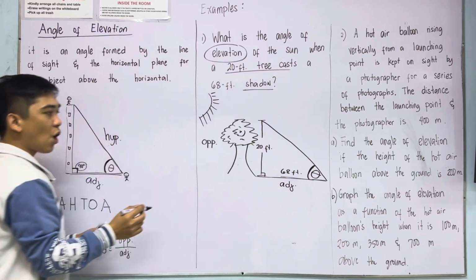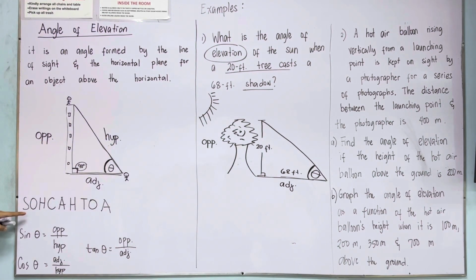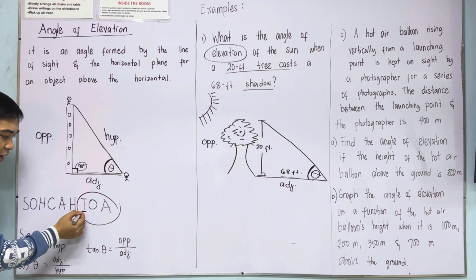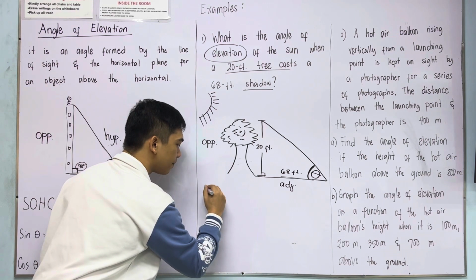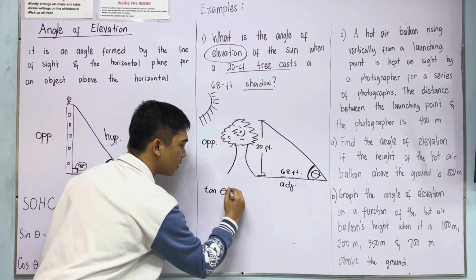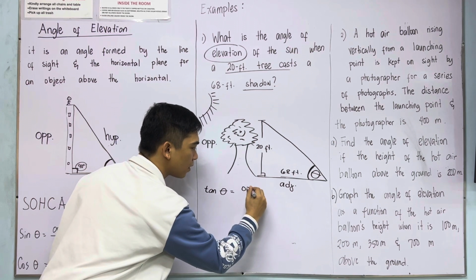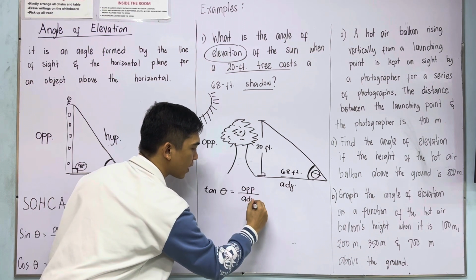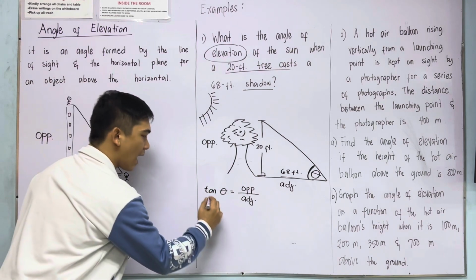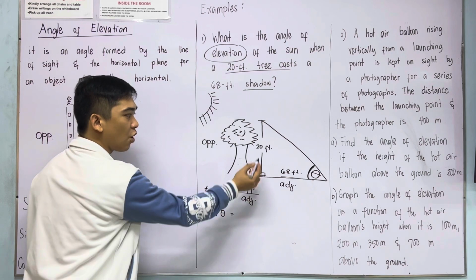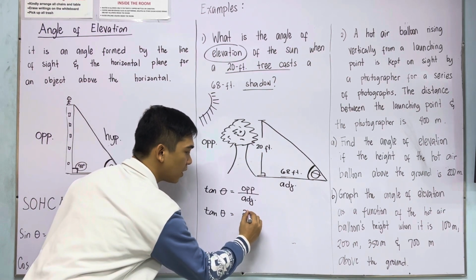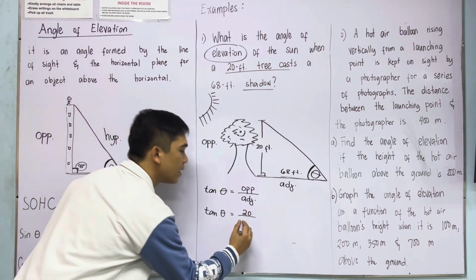Now, sa ating Sohcahtoa, ano yung malalaman natin? Ano ba yung given? Opposite and adjacent. Ito siya. So ang gagamitin nating function ay tangent. So we have tangent theta is equal to opposite over adjacent. Now, tangent theta, meron tayong given na opposite. Ang opposite ay 20 feet, or simply 20 na lang, tapos 68.